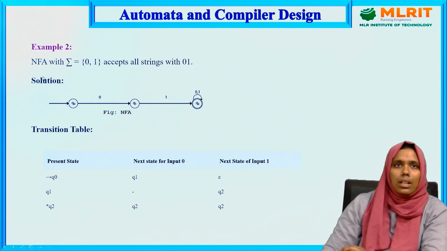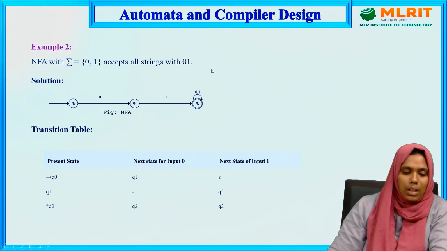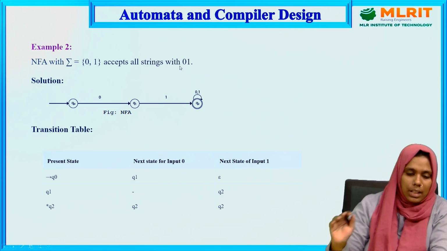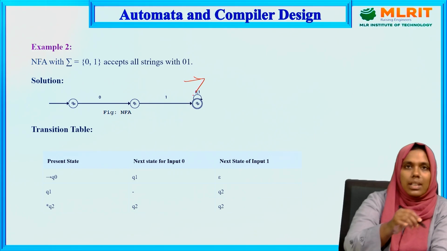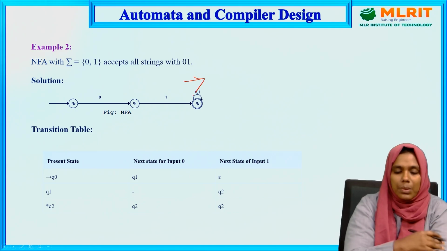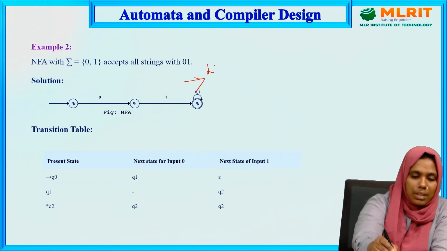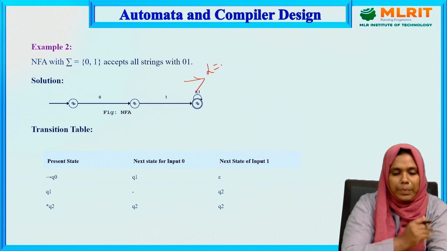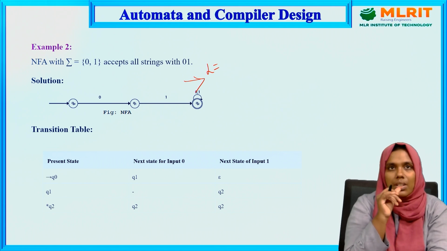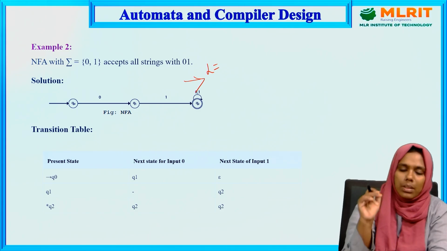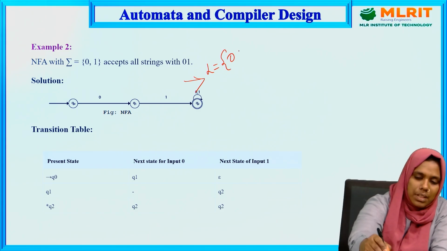That is, an NFA with the input symbols 0 and 1, which accepts all strings with 0, 1. Okay. So one more important thing is that you should know how to write the language. Directly there is a solution, but you have to know how to write the language. So what is the condition given here? The string should accept 0, 1. That means it should accept only 0, 1, not others. So what will be the language for that?